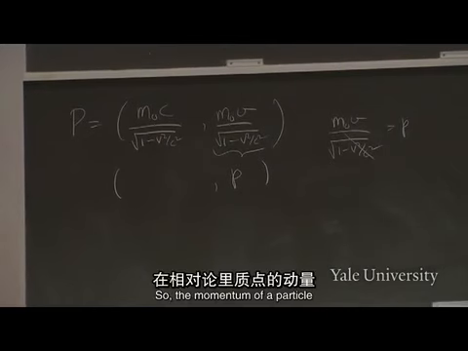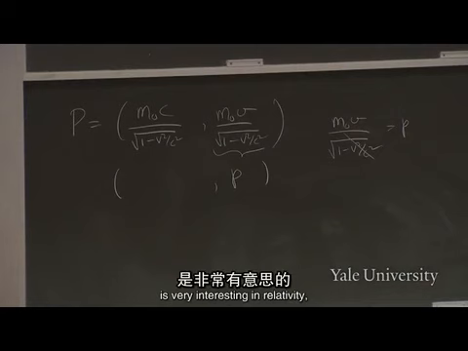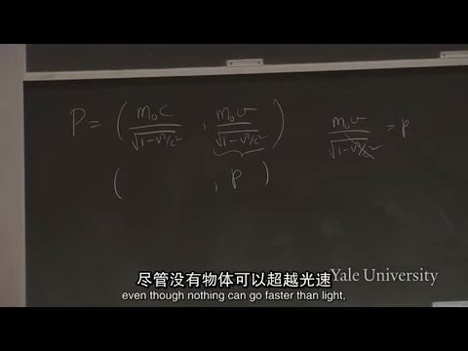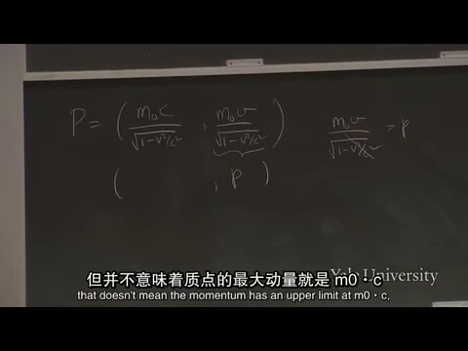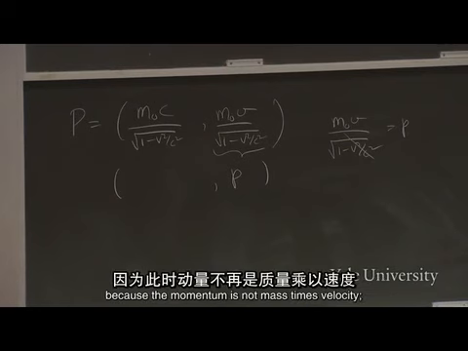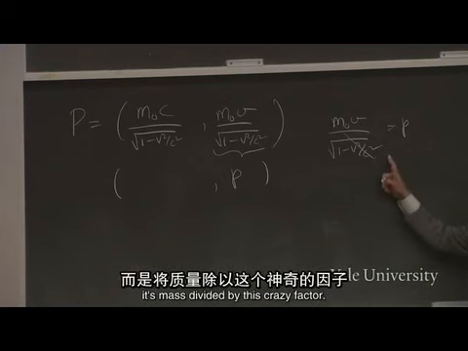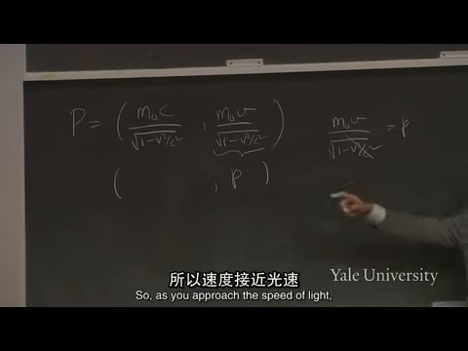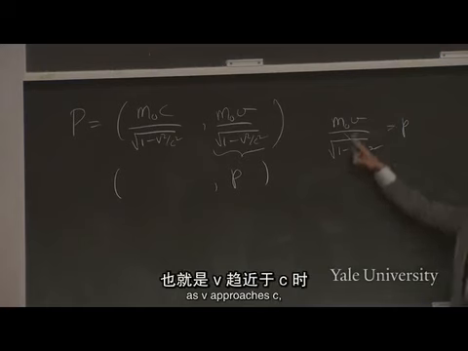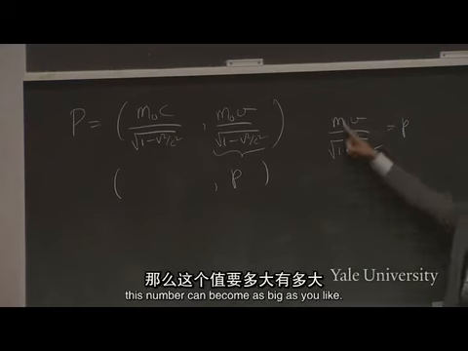So the momentum of a particle is very interesting in relativity. Even though nothing can go faster than light, that doesn't mean the momentum has an upper limit m0 times c. Because the momentum is not mass times velocity, it's mass divided by this crazy factor. So as v approaches c, the denominator is very close to 0. This number can become as big as you like.